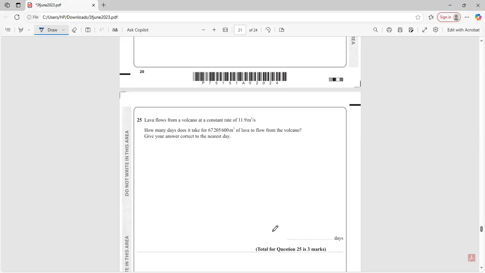Next, it says how many days does it take for, oh my goodness, 67,205,600 cubic meters of lava to flow from the volcano. It says give your answer correct to the nearest day. All right, that's fine. Let's see. I think I got a hint of this question because the unit looks like it gave itself away: 11.9 cubic meters every second.